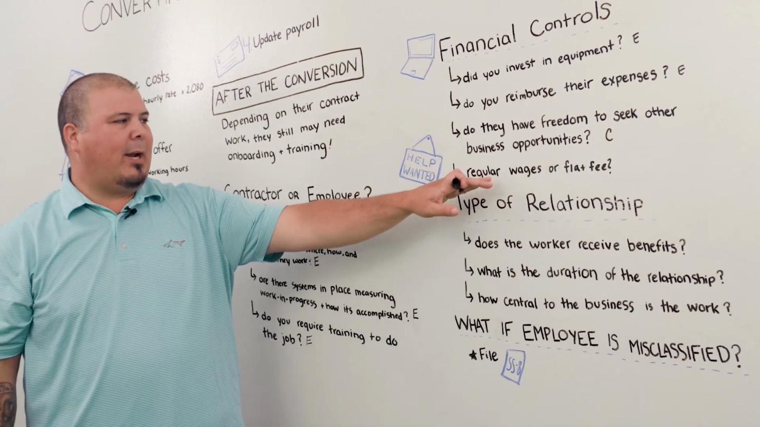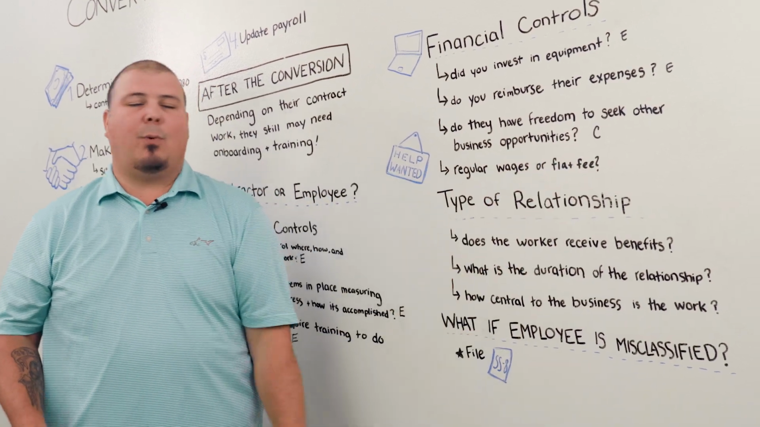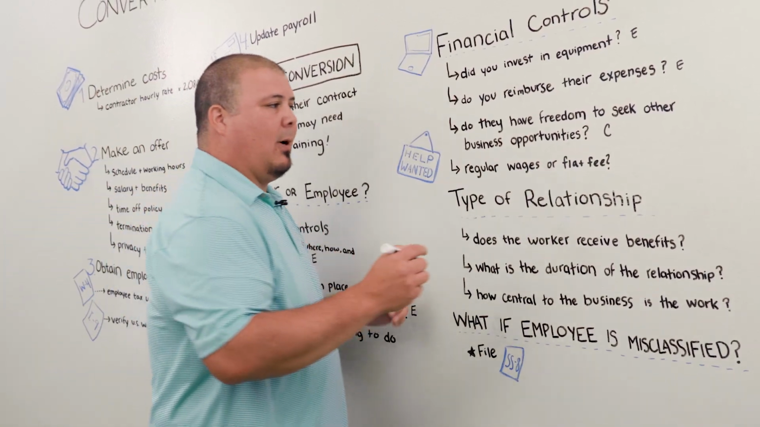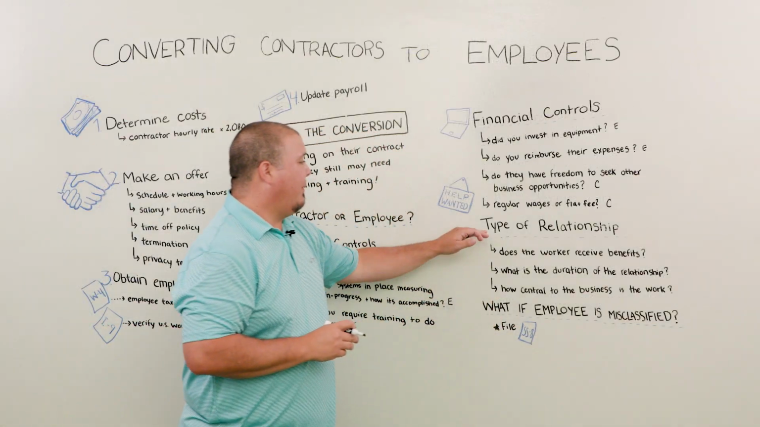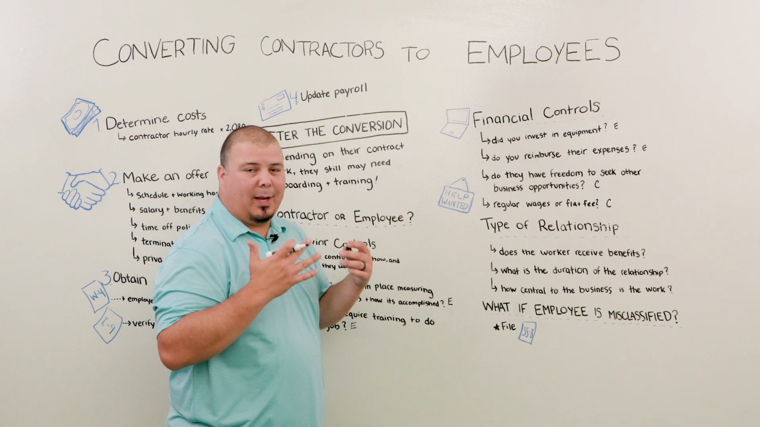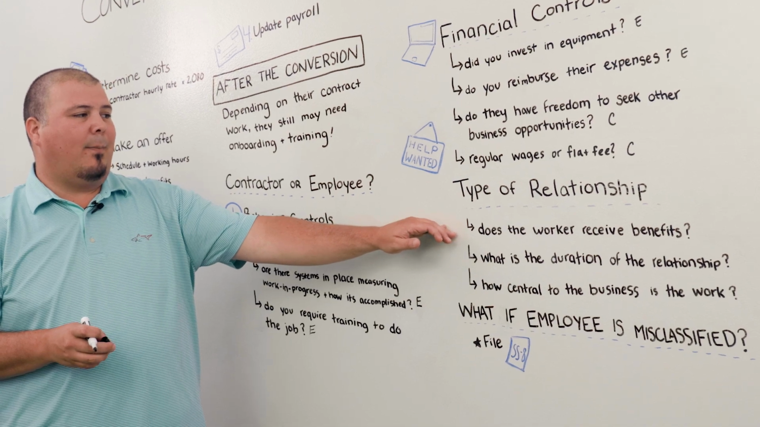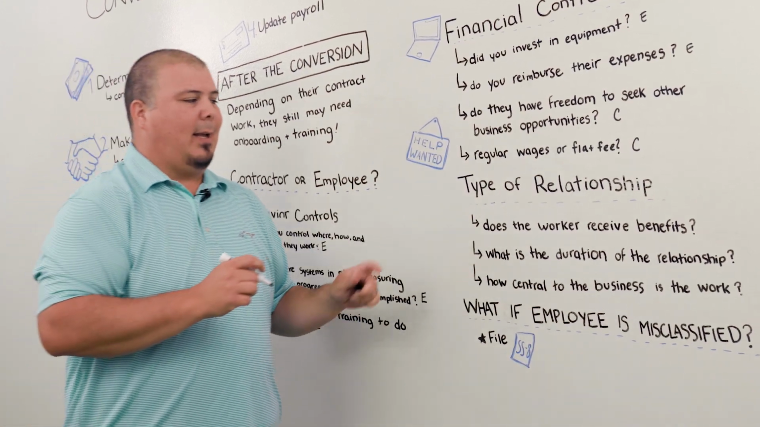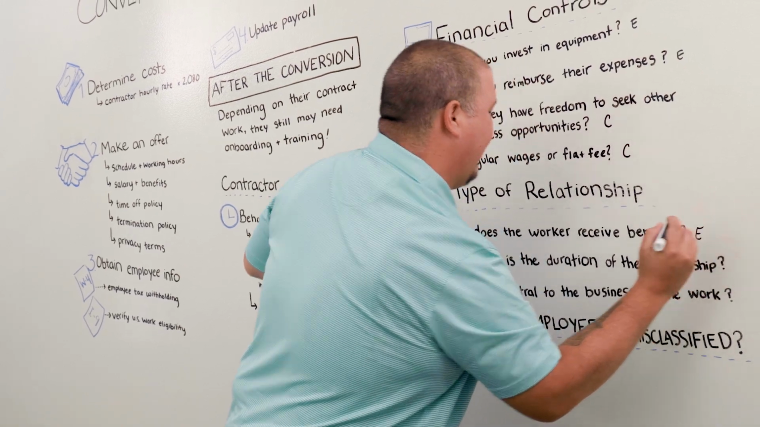And are you paying regular wages or are you paying a flat fee? Most of the time, if you are paying a flat fee, that as well is going to be a contractor type of situation. Now, the type of relationship between you and this person is also going to determine whether they are a best fit for a contractor or employee. Do you pay the worker benefits? If you are giving the worker benefits, this is going to be an employee type of situation.